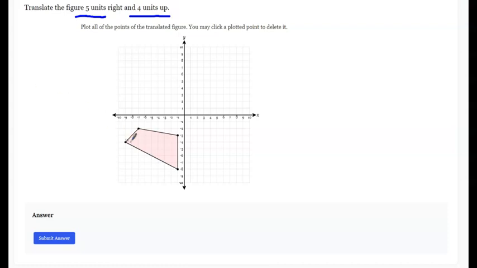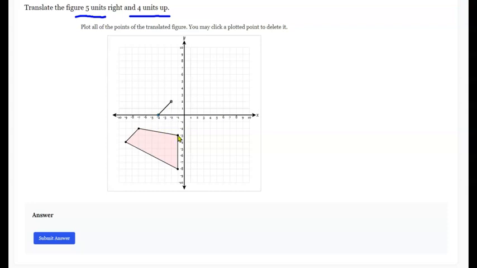So first thing I'm going to do with my mouse is pick any random point I want, and I'm going to move it 5 units to the right. 1, 2, 3, 4, 5. But don't click it. Move 4 units up. 1, 2, 3, 4. Now I'm going to click my mouse. Okay, so I plotted this point. Next is this one. Again, 1, 2, 3, 4, 5 units right, 1, 2, 3, 4 units up, and click.